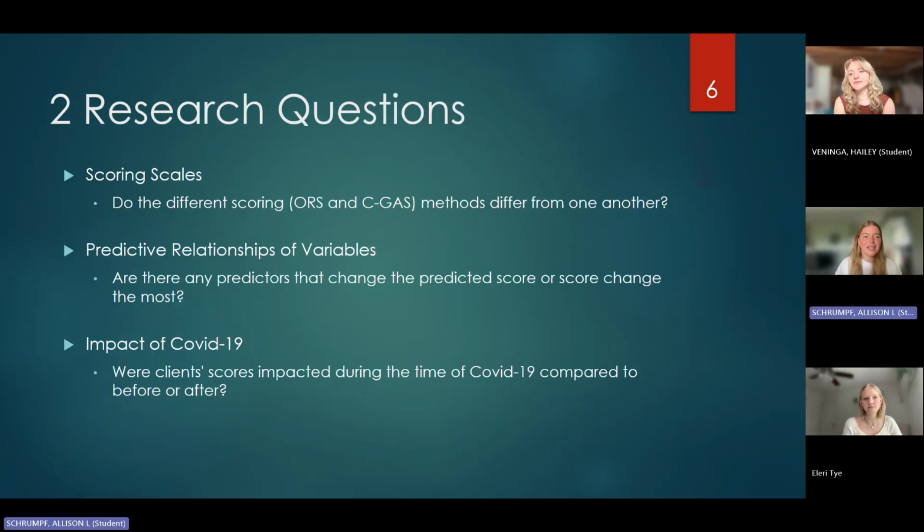Okay, after we knew a little bit more about our data, and with talking with our client, we came up with 3 areas of research questions. The first is along the scoring scales: looking at if the ORS and the CGAS methods differ from one another, and also looking into predictive relationships, which variables are best predictors of those scoring outcomes. And then finally, the impact of COVID-19, which is something our client really wanted us to look at: how COVID impacted clients before, during, and then after.